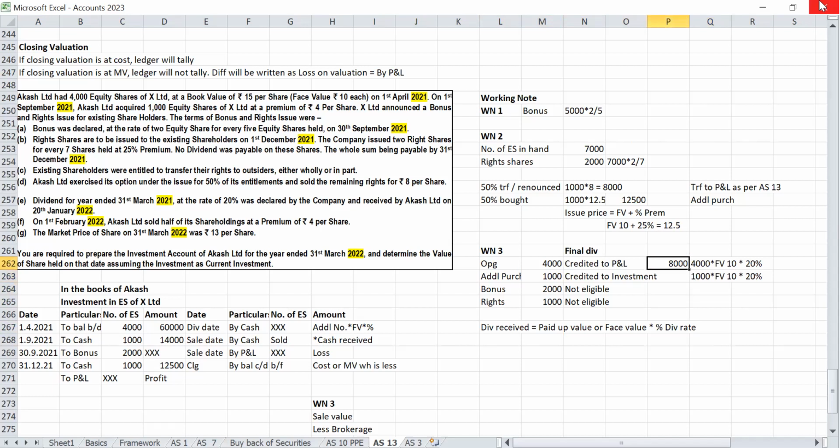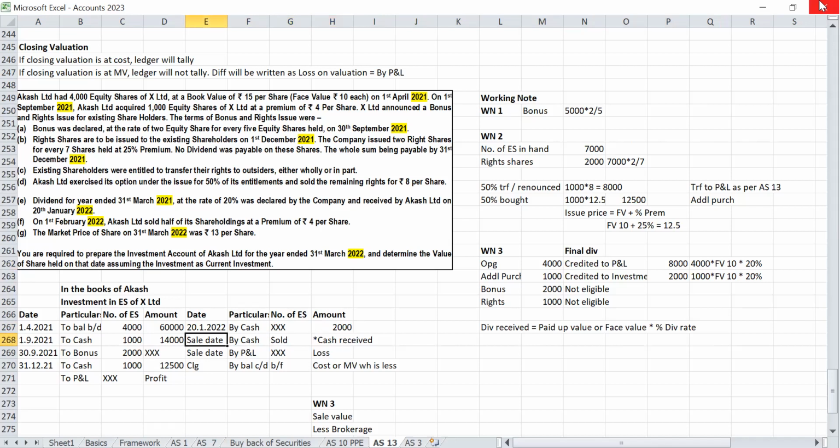Then 1,000 into face value into 20%, sir. When? On 20th January 2022. How much? 2,000, sir.